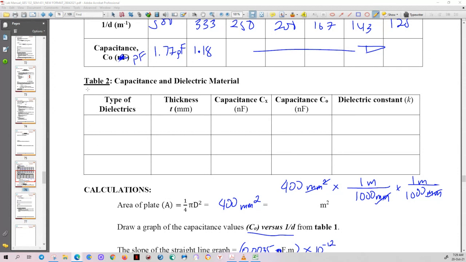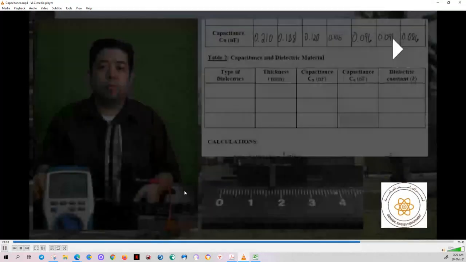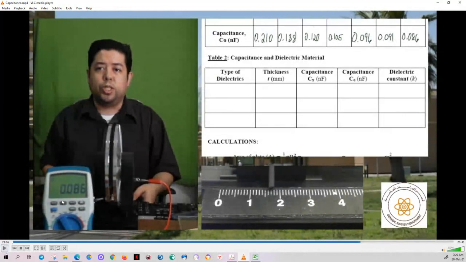Now, in table number 2, I'm going to send you a video link for the capacitor experiment, which we did during lockdown. Here, you will find me explaining table number 2. What you will do is take the data from this video and record it in your book.